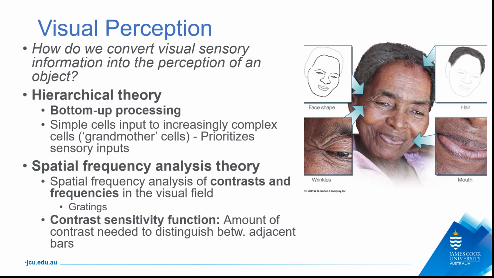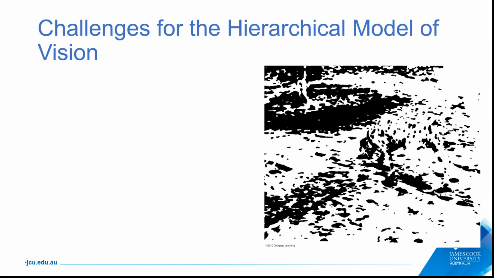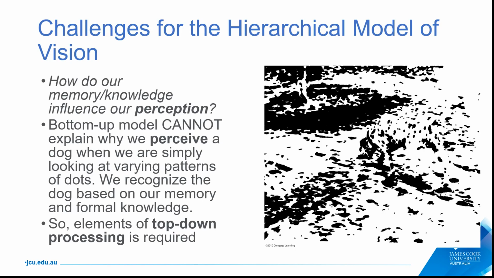The problem with this hierarchical model of vision is that it cannot really answer the question: how do our memory or knowledge influence our perception? This bottom-up model simply cannot explain why we perceive a dog.